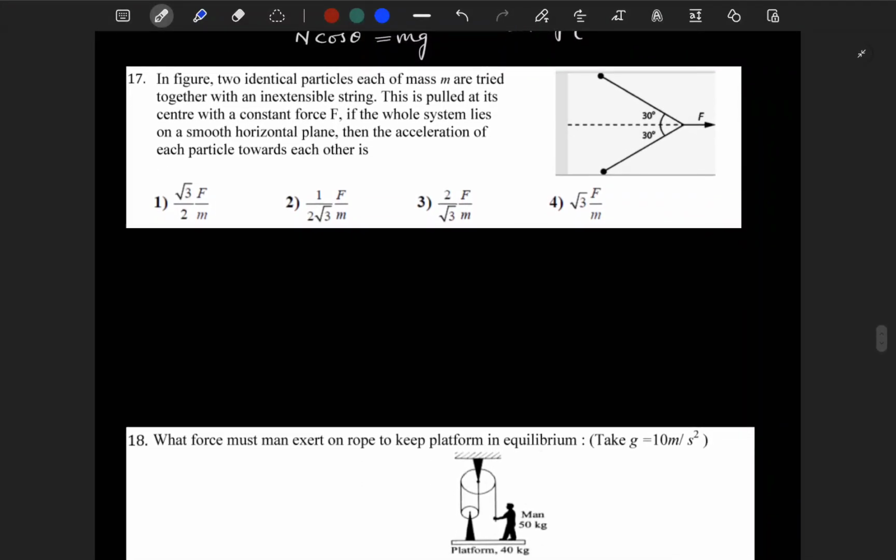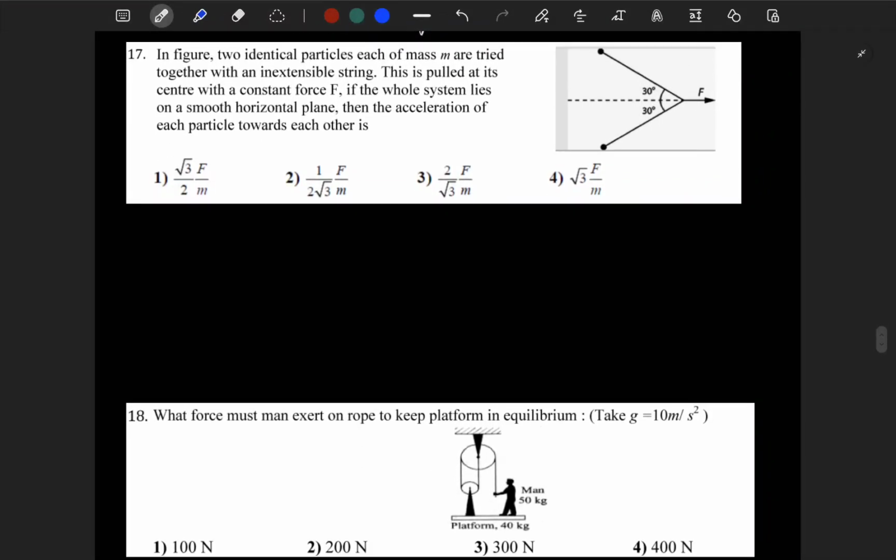And here comes a good question, 17th question. In the figure, two identical particles, each of mass m, are tied (it's wrongly misprinted here as tried) together with an inextensible string. This is pulled at its center with a constant force. If the whole system lies on a smooth horizontal plane, then the acceleration of each particle is. Okay, so this is a particle of mass m here and the other particle of mass m here.